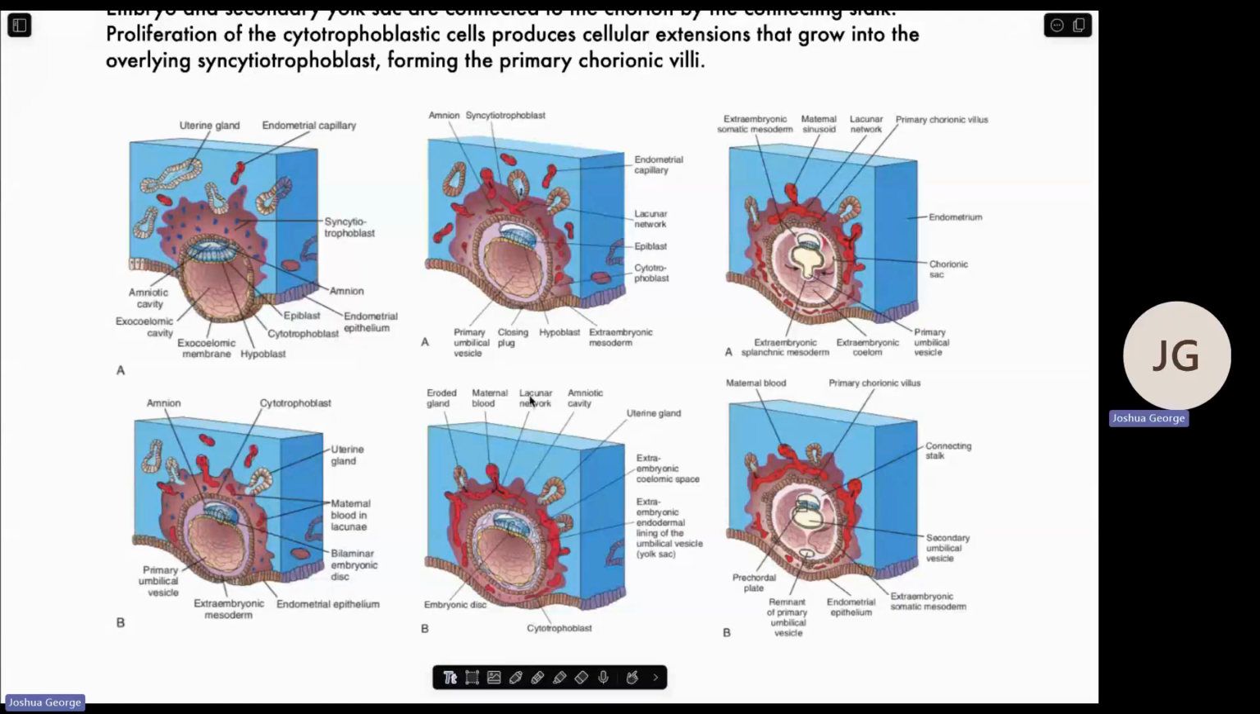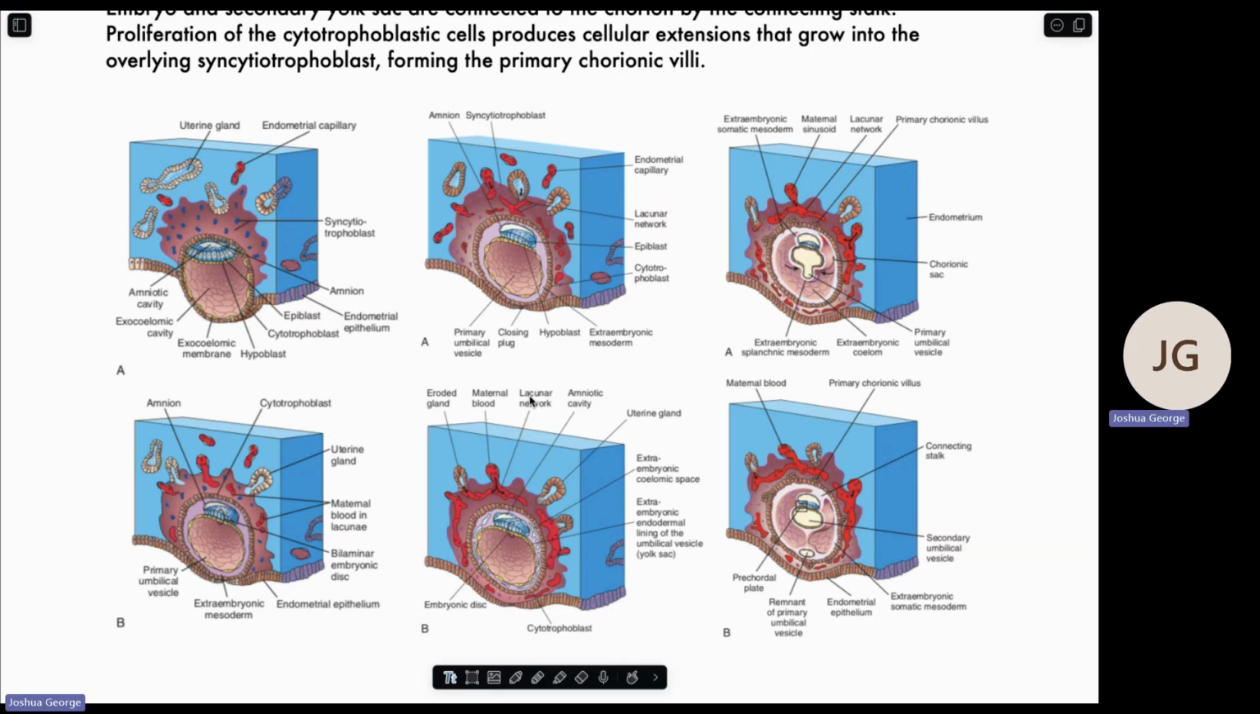Today, I am going to be talking about the development and implantation of the blastocyst. Okay, so I'm going to be talking about it in 4 separate sets of days: day 7, day 8 to 10, day 10 to 12, and day 12 to 14.